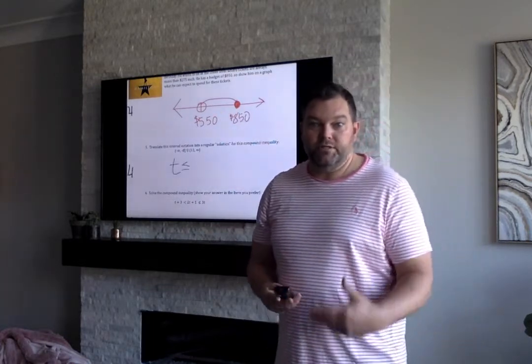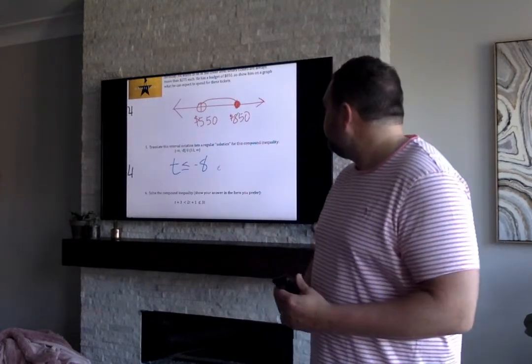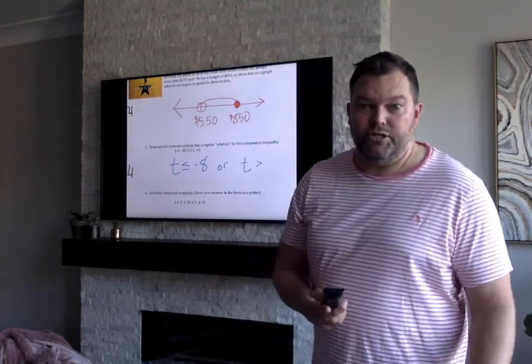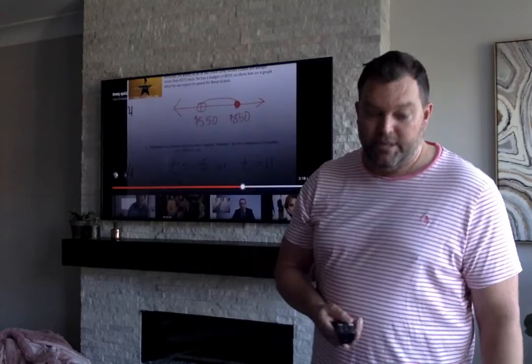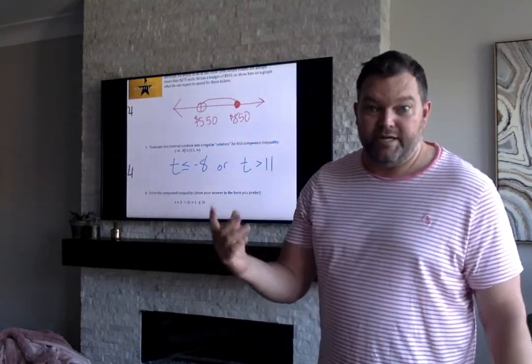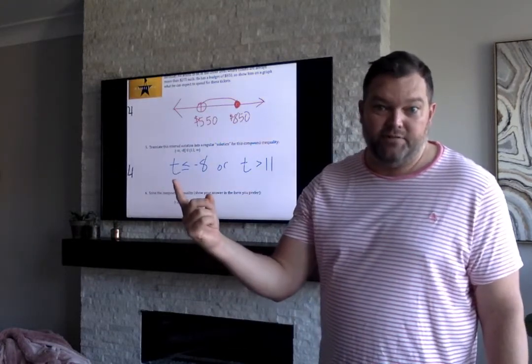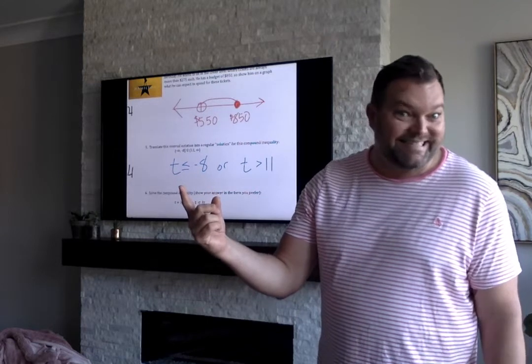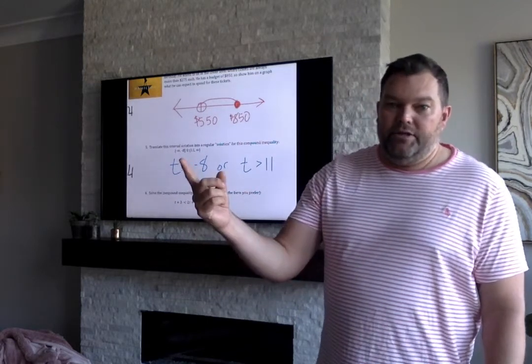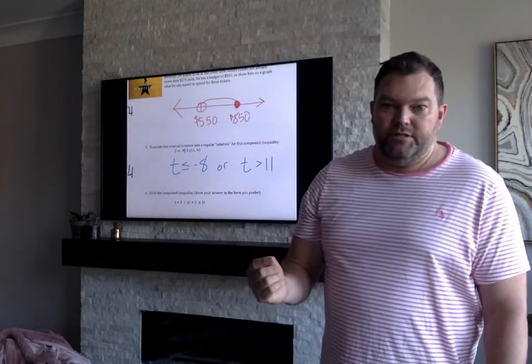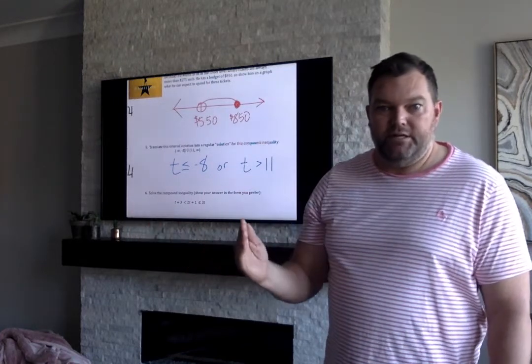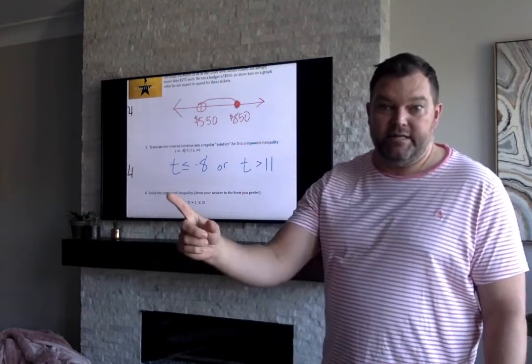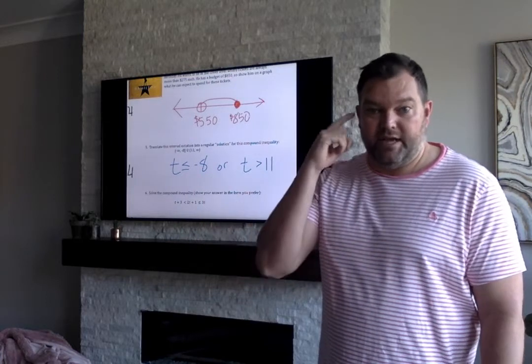Now this next one says translate from interval notation into the regular solution. And this is also one of those times where it's actually easier than you think. I just picked the variable t because I like it. And I know that the first part of the interval notation goes from negative infinity to negative 8. So that's like saying t is less than or equal to negative 8.